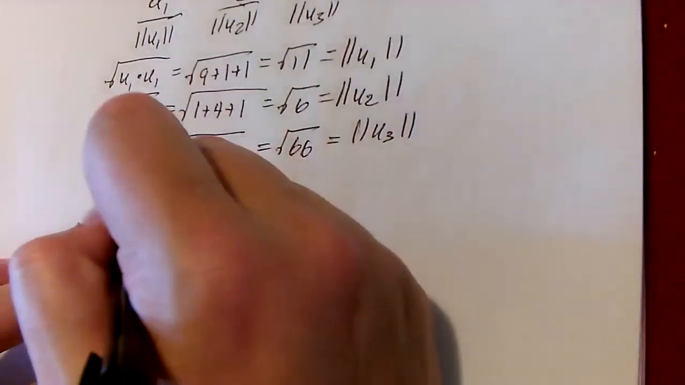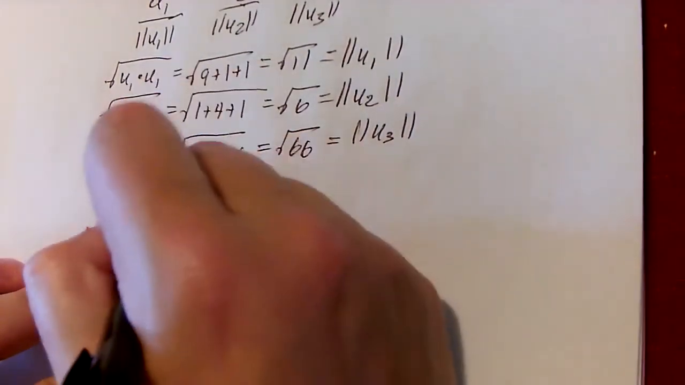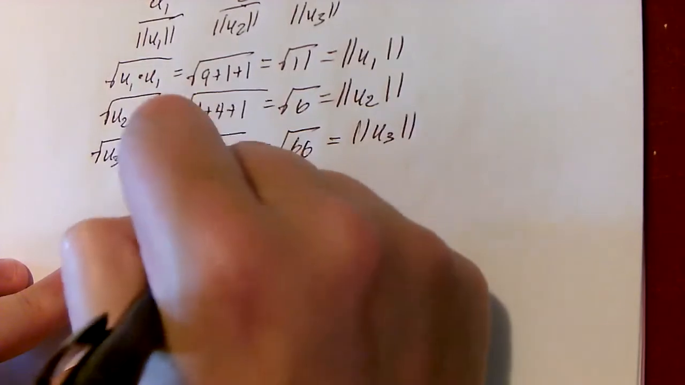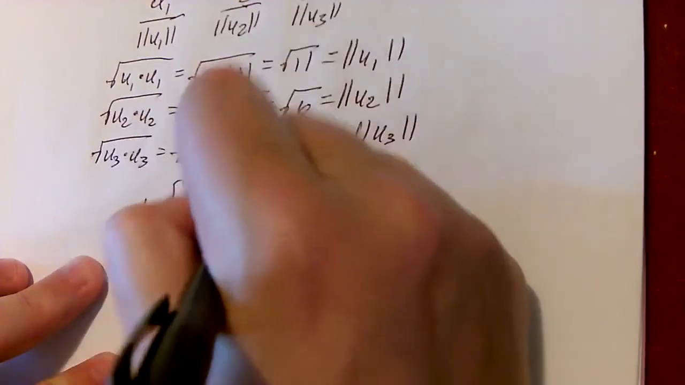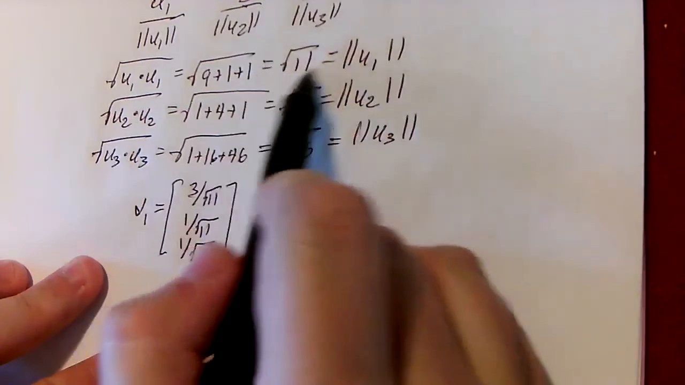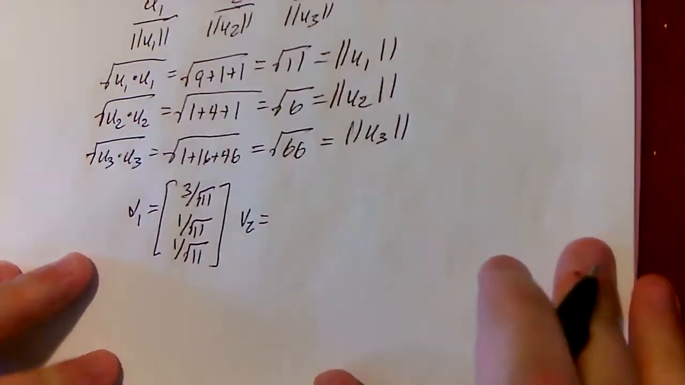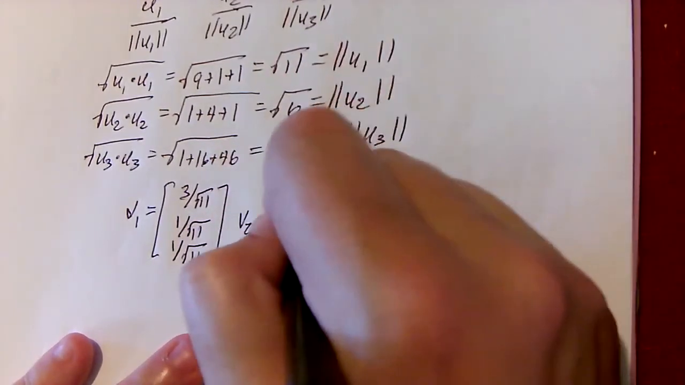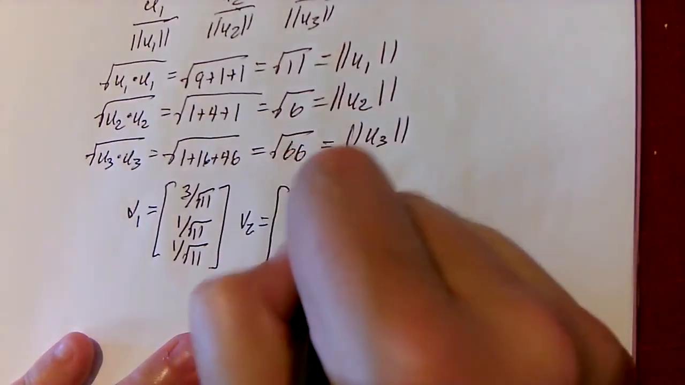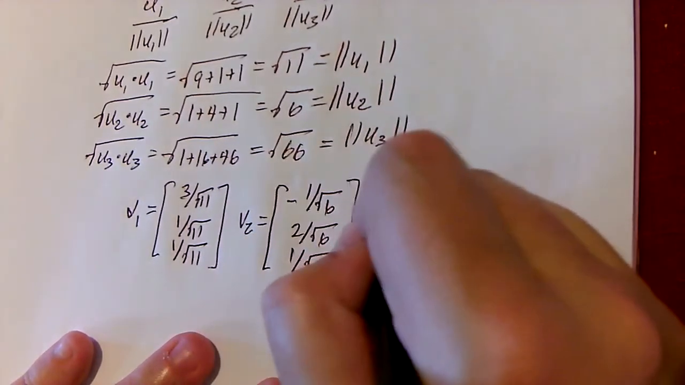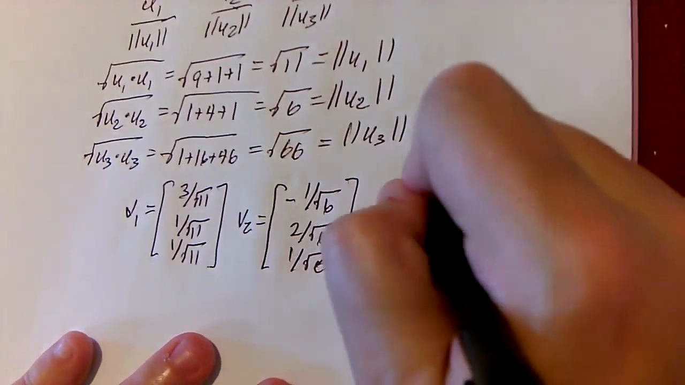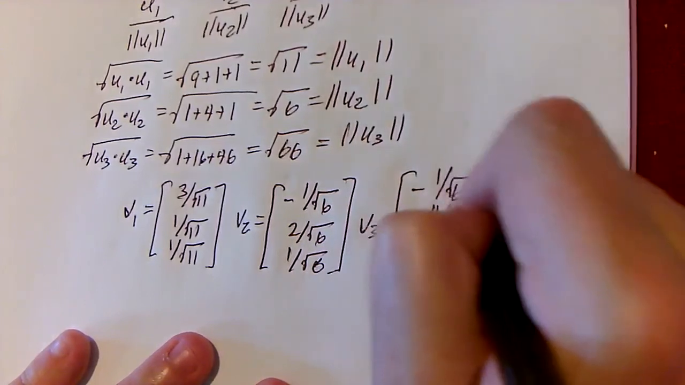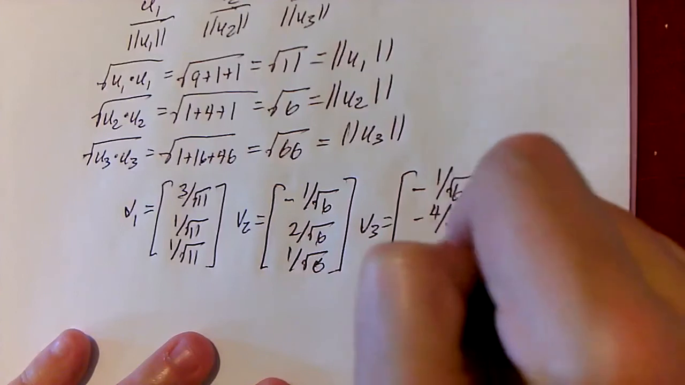My orthonormal basis is going to be v1. That is the first vector, in this case 3 divided by the square root of 11, 1 divided by the square root of 11, and 1 divided by the square root of 11. I just took u1 and divided it by the norm that I found. v2 for my orthonormal basis is going to be -1 divided by the square root of 6, 2 divided by the square root of 6, and 1 divided by the square root of 6. And then v3, I am going to have -1 divided by the square root of 66, -4 divided by the square root of 66, and 7 divided by the square root of 66.